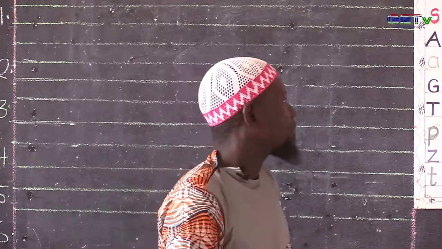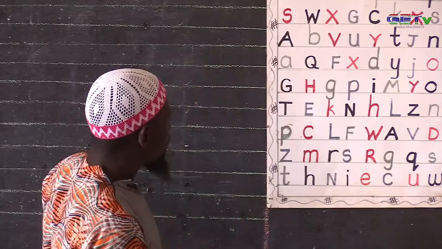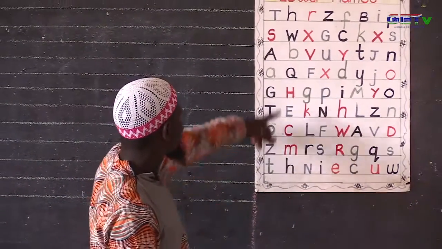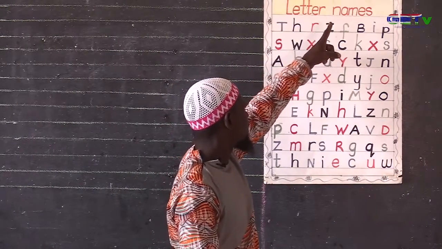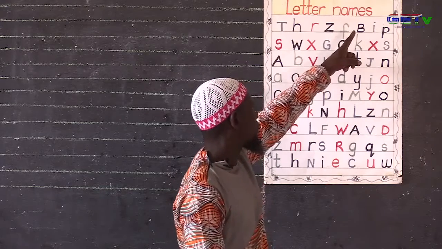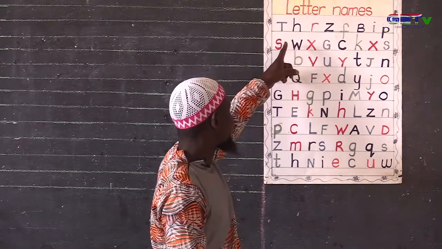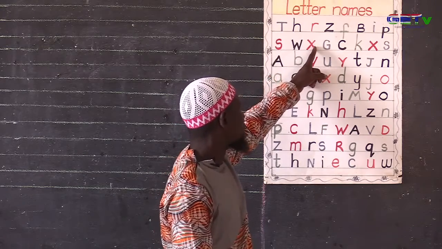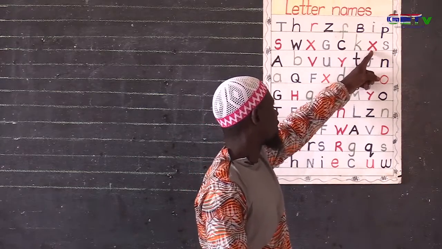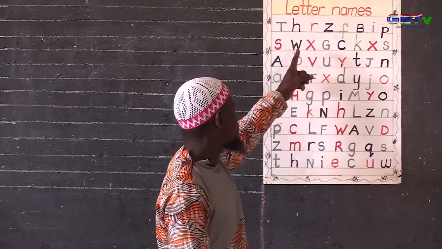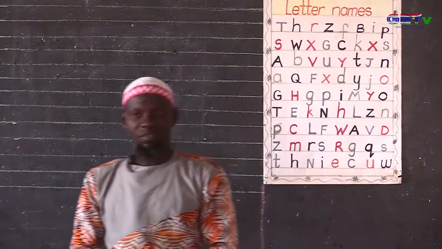So the chart we have, they are mixed up. Can we go through some of them? The first one is T, H, R, Z, F, B, I, P, S, W, X, G, C, K, X, S, A, B, V, U, Y. Good. Let's stop there.